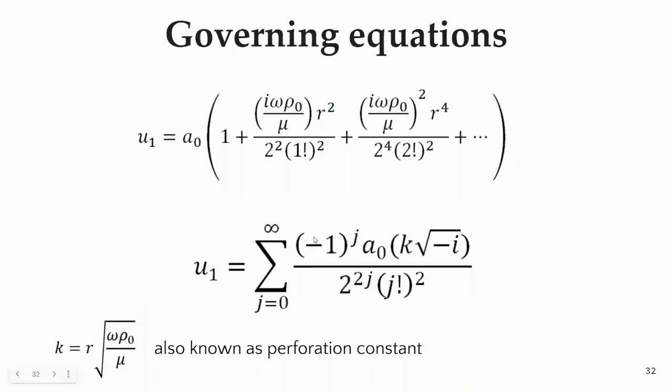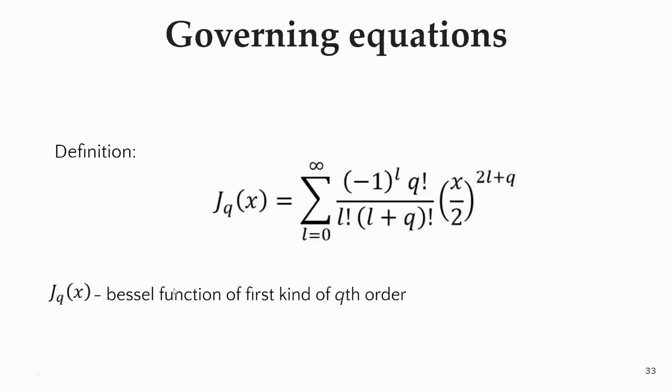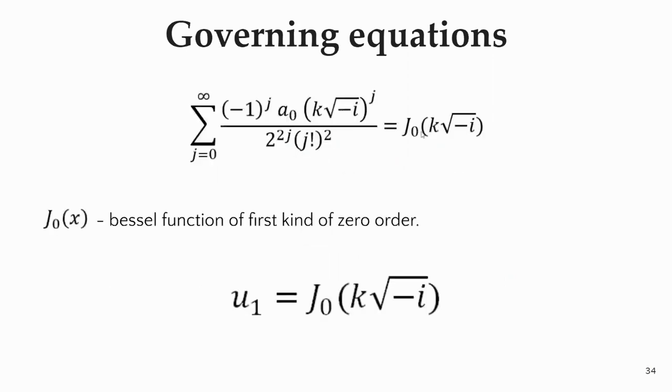A term which comes here is k, called the perforation constant, which we will use many times throughout the derivation, and it is equal to r times the root of ωρ by μ. Now this is the first solution, but it can be reduced to a less complex form, because we know the Bessel function. This is the Bessel function of the first kind of qth order divided by this. If we put q equal to 0, it becomes the Bessel function of 0th order, which I have done here. By substituting x as k root of minus i, we get this expression, which is the same as u1. So we can say the first solution is u1 equal to J0 of k root of minus i.